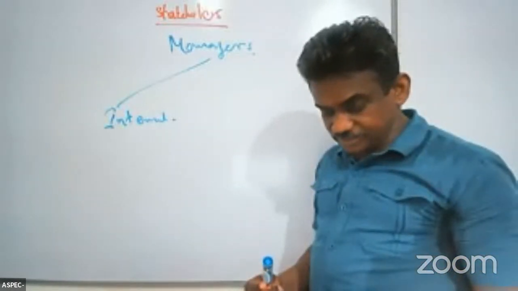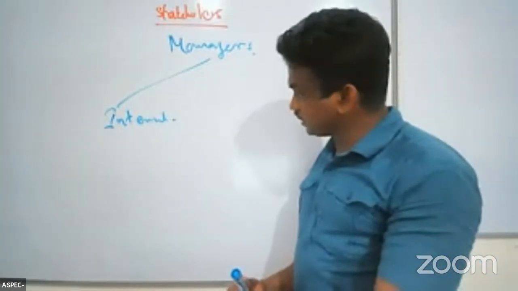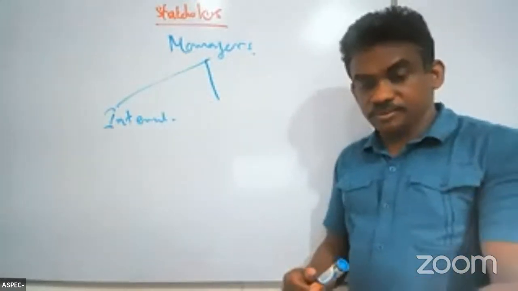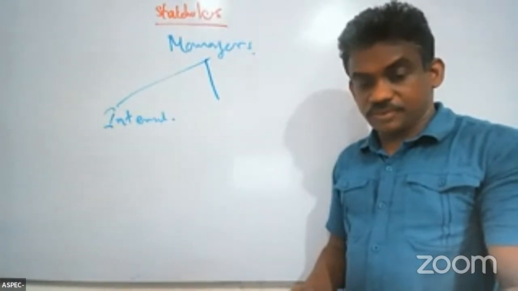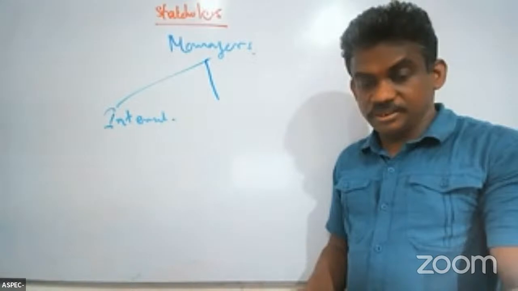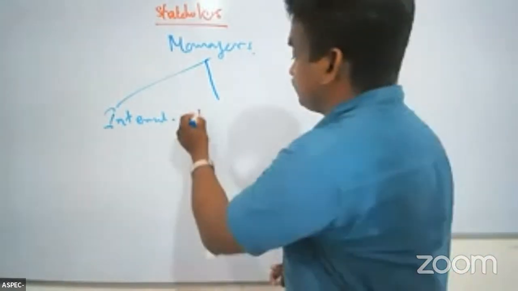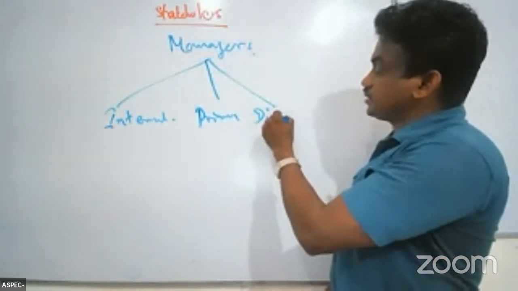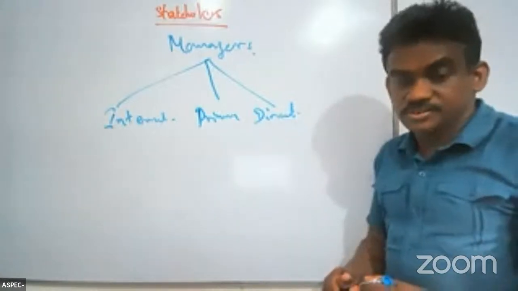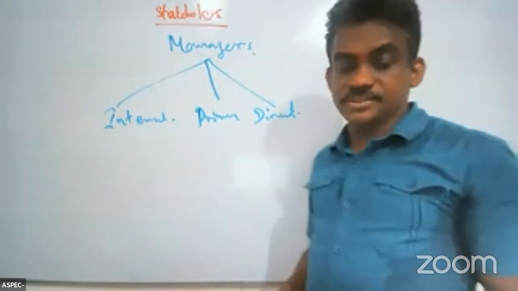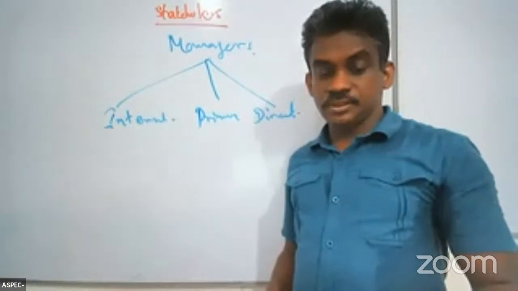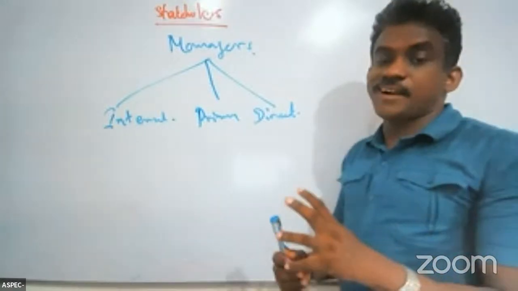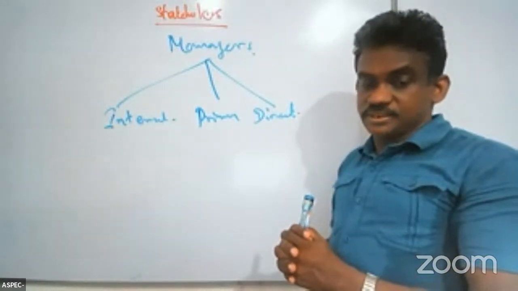Internal stakeholder. Another primary, not secondary, primary stakeholder. Directly involved with the business activity. Direct stakeholder. We can say direct stakeholder. Why are managers interested in the business activities?